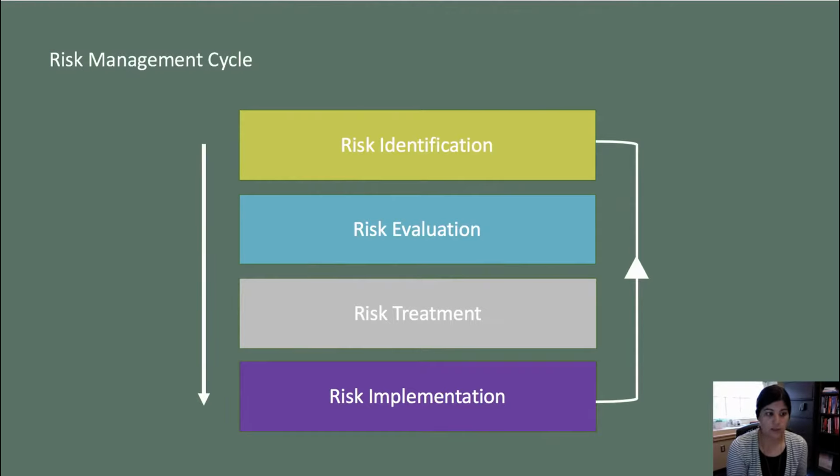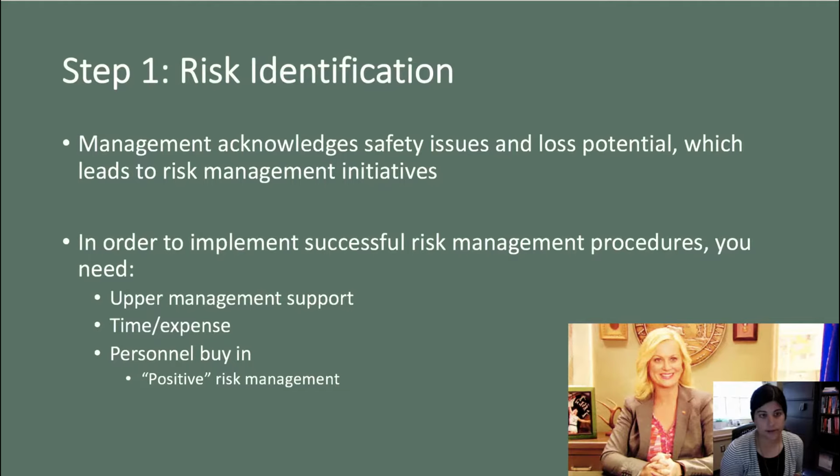Okay, so we're going to highlight the different stages or steps here in the risk management cycle. I'll try to give you examples as we go. So let's start with step one. As we said, the first step in any risk management plan is risk identification. So actually acknowledging and identifying potential risks facing your organization.